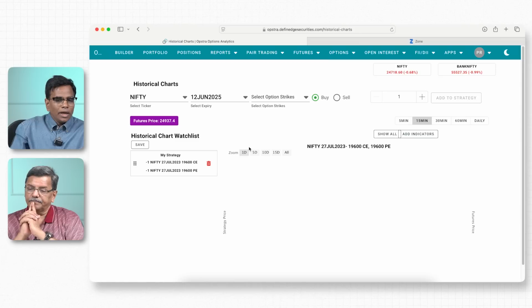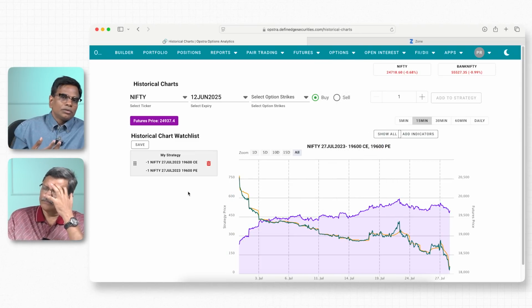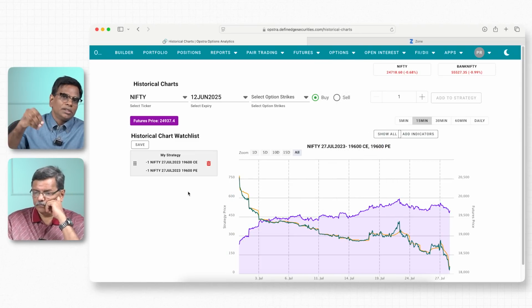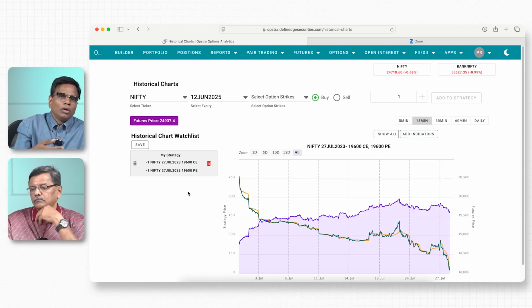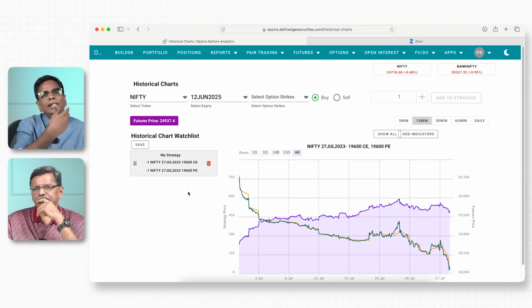It is under the options menu, if you go to historical chart. In the historical charts, you can actually build strategies. For example, I want to build a short straddle or short strangle, or any spread. Historically, you can go up to 5 or 6 years and see what exactly happened for that particular strategy at that point of time. And this is the chart.